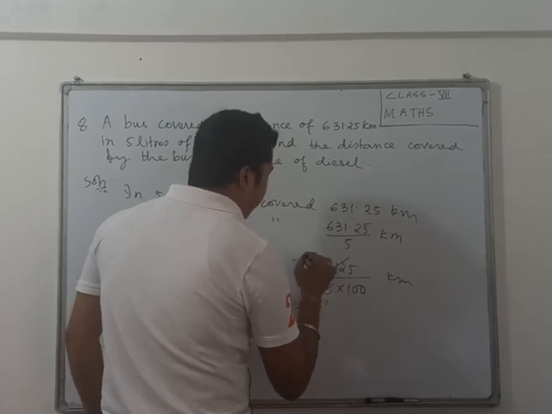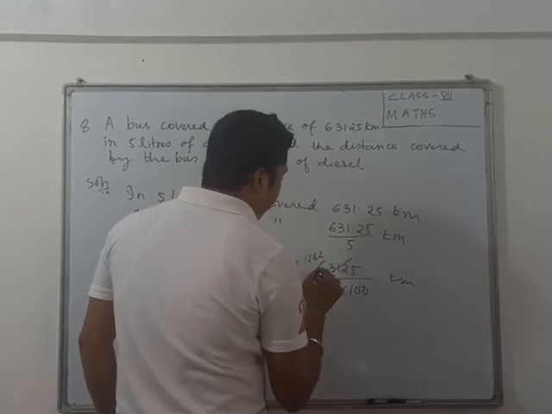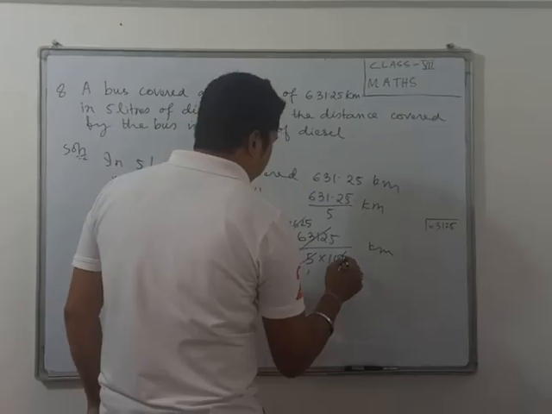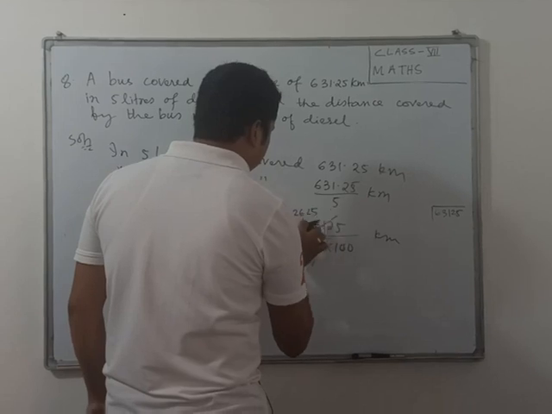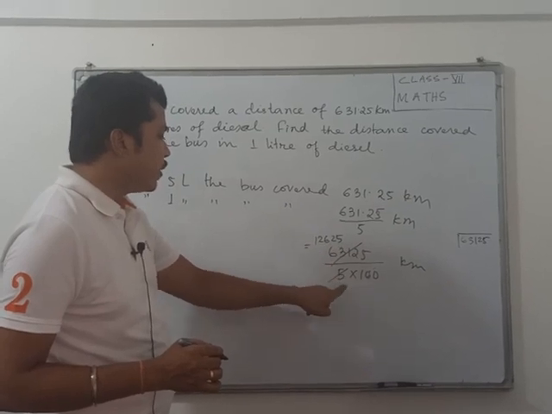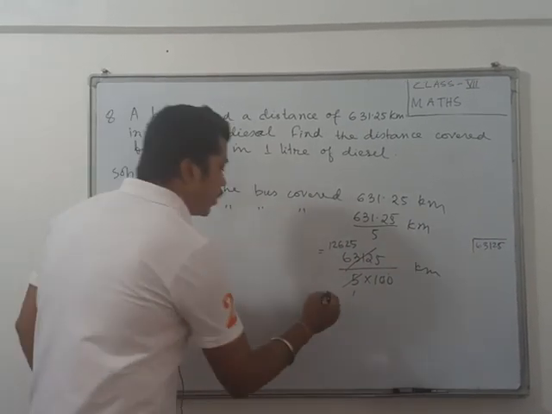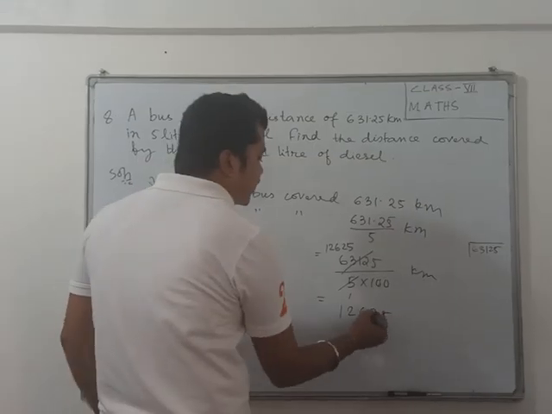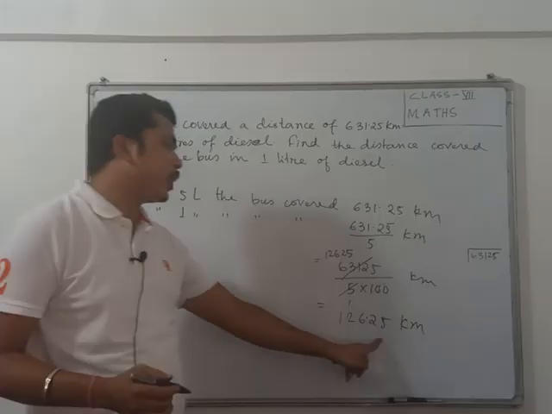5 1 ja 5, 5 2 ja 10, 5 5 ja 25. No, wait. Oh no, now you don't cancel it. So after cancelling, our answer is 12625 by denominator 100. We can again cancel it by 5, but if we cancel it, it will become a little bit complicated. So why make it complicated? Simply you write the numerator 12625, denominator you have 100. That means you have to place decimal before 2 digits, 126.25 kilometer. So in 1 liter, the bus covers 126.25 kilometer.